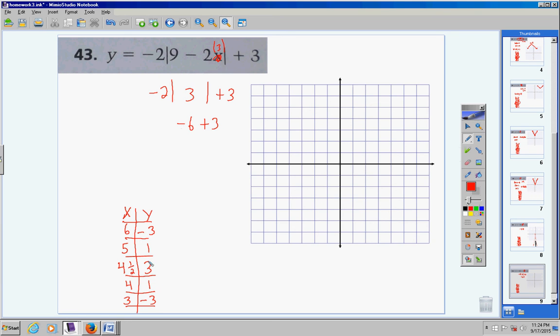Okay, let's plot our points. Let's do our vertex first. 4.5, 3, so over 1, 2, 3, 4.5, and then up 3. There's your vertex. 6, negative 3. 5, 1, over 5, positive 1. 4, 1, so over 4, and up 1, and then over 3, and down negative 3. And there's your V-shaped graph. Alright, so here we go.